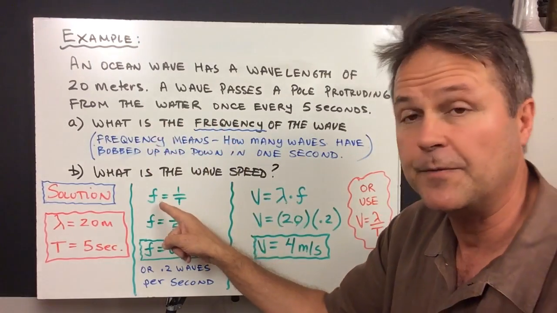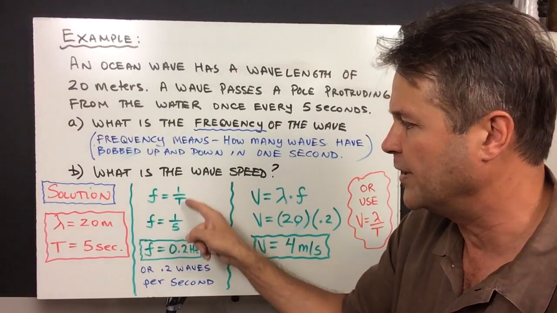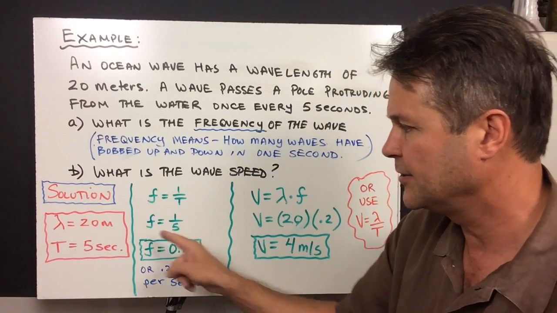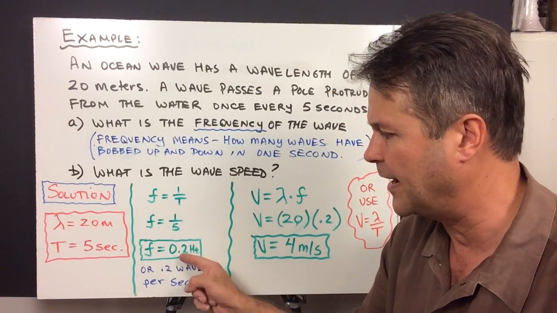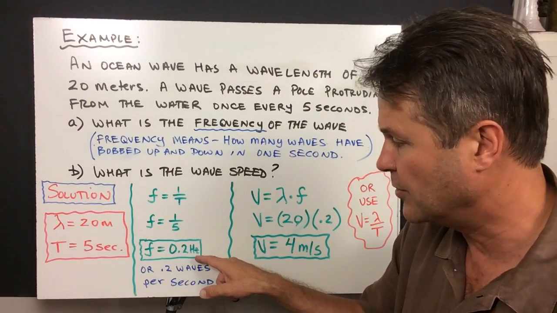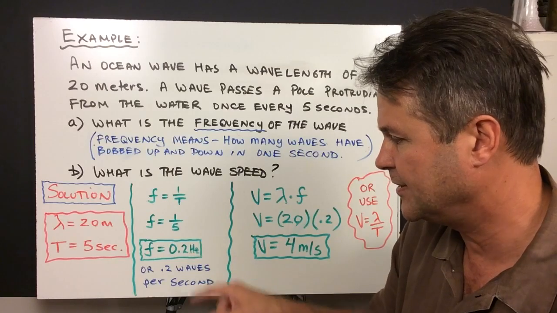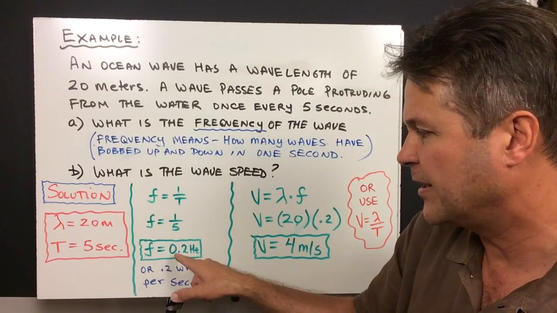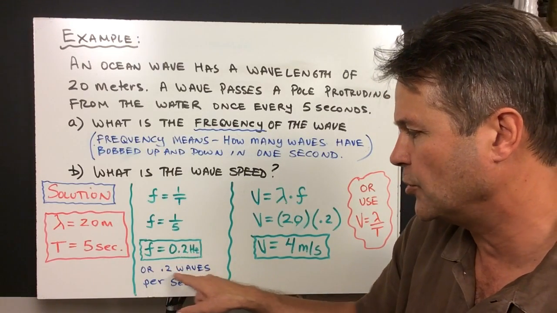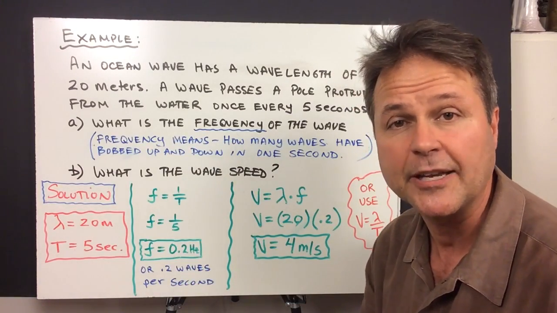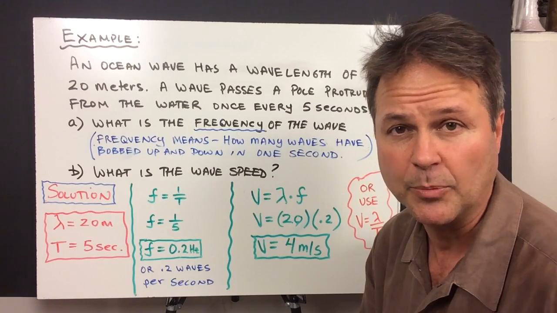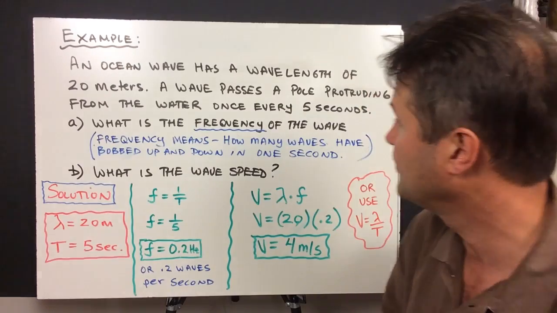So to answer A, what is the frequency? We use the frequency formula. F is equal to 1 divided by T. So that would be F is equal to 1 divided by 5. And 1 divided by 5 is 0.2. And the units are hertz, Hz. Or we can read this as 0.2 waves per second. Remember, frequency is the measurement of cycles per second. 1 cycle per second is 1 hertz.